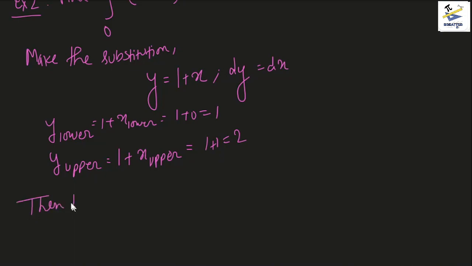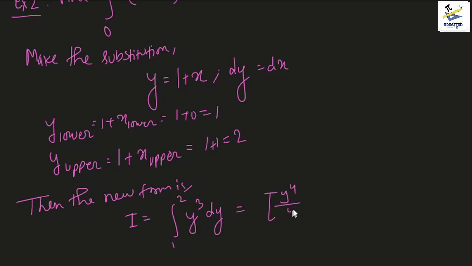Then the new form is I equals the integral from 1 to 2 of y cube dy, right? And now we know the antiderivative is y to the power 4 by 4, from 1 to 2. If you put in the values, you get 2 to the power 4 minus 1 to the power 4, by 4, right? So 16 minus 1, it's 15 by 4, which is our required answer.